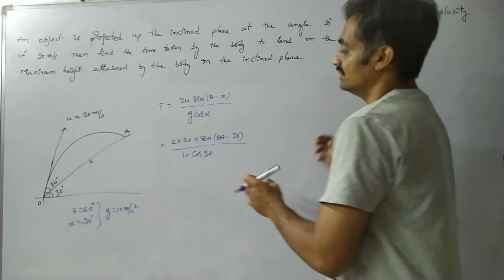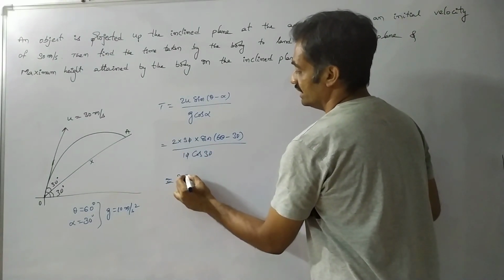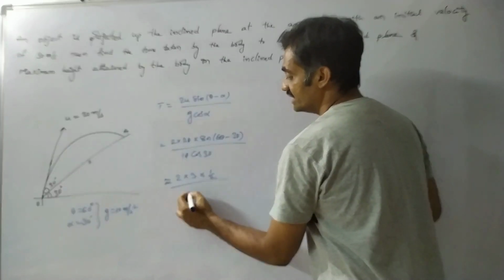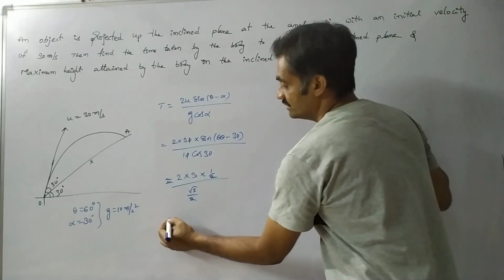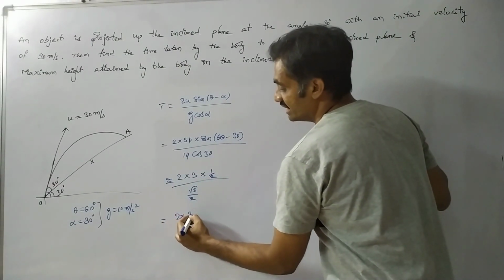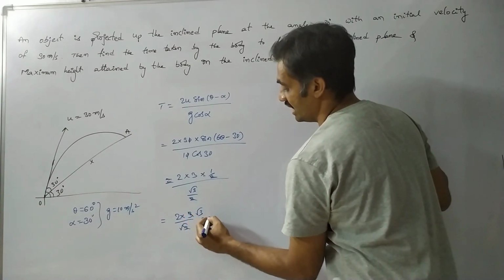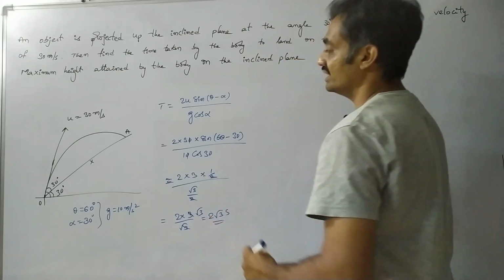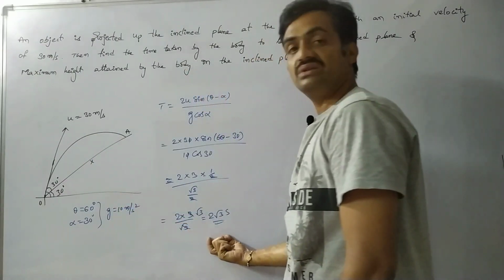So here 10 gets cancelled. Then we have 2 into 3 into sine 30 is 1 by 2 by cos 30 is root 3 by 2. Here 2 and 2 get cancelled. So we have 2 into 3 by root 3. So here one root 3 gets cancelled. Then we have 2 root 3 seconds. So the time taken by the body in order to travel this trajectory is 2 root 3 seconds.